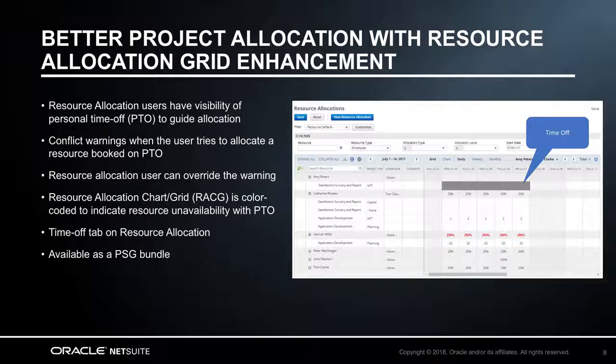time off. If the user continues to allocate a resource for a date and time booked for time off, the system will warn the user but not prevent them from continuing to allocate the resource, allowing resource or project manager discretion where necessary to override the warning, for example, where off-system negotiations have taken place.